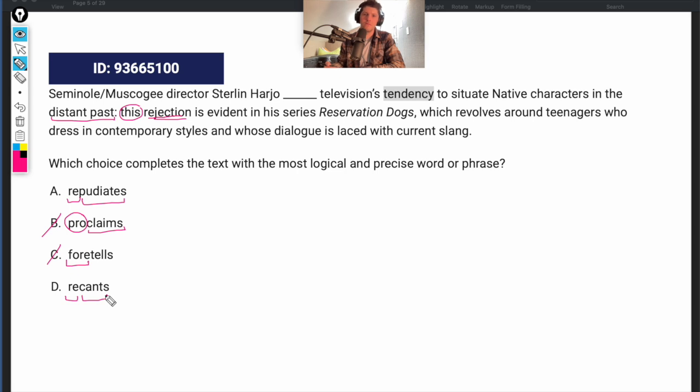To disclaim something that's previously been said. To recant a statement simply means that you take the statement back, right? That's not what we're saying. Repudiates, I think of reputation with this one, as you heard before. So if you don't know a couple of those words, add them to your list. But notice the use of the demonstrative pronoun this, and then the clue rejection. That was the key element of this question.